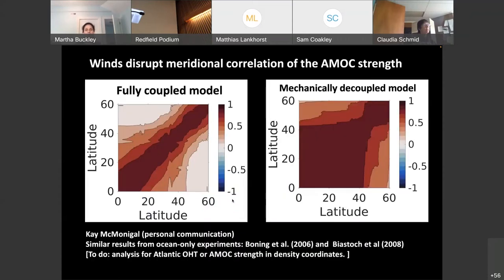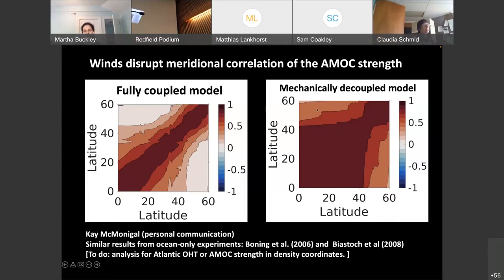So the winds are basically adding a lot of high frequency noise, and this disrupts the meridional correlation of the AMOC strength. So what I've done here is I just took the AMOC strength. Unfortunately, this is in depth coordinates. It would be better if I did this with the ocean heat transport or the AMOC strength in density coordinates. Well, actually, Kay did this work, but anyway, it's a work in progress to do that in a more appropriate coordinate system. But in any case, this is the AMOC strength at every latitude correlated with every other latitude.